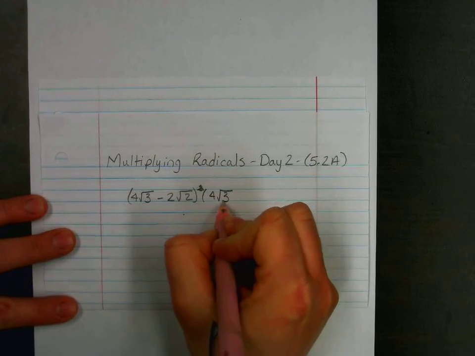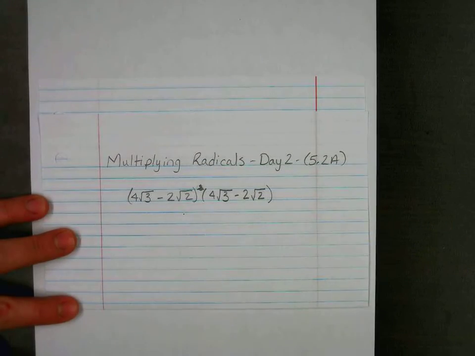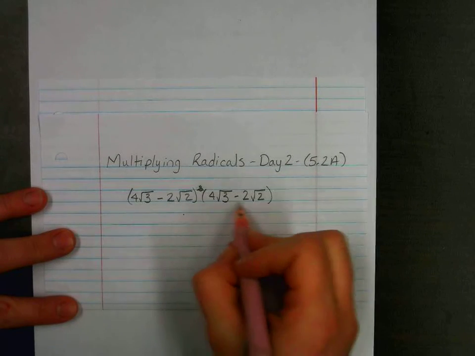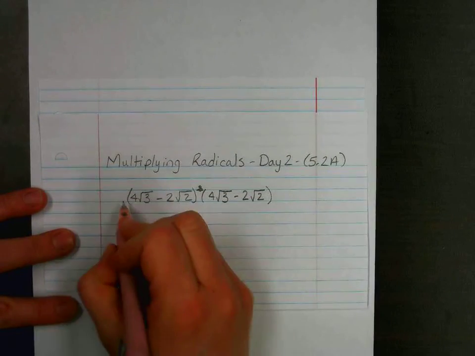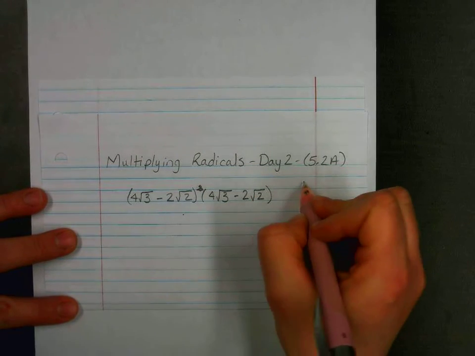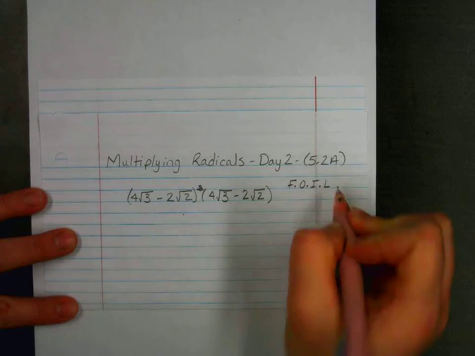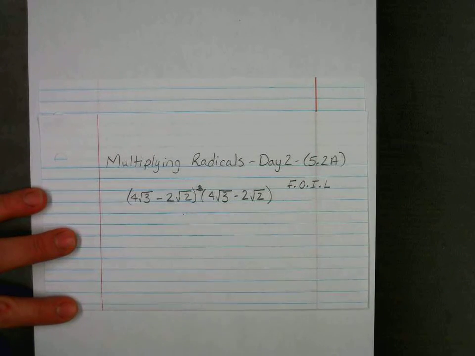So I'm going to change that squared to just rewrite this binomial times itself. Now, when we multiply this, we want to distribute each of these terms into each of these terms. We quite often talk about the acronym FOIL with variables or algebra, and we're going to do the same thing with radicals.